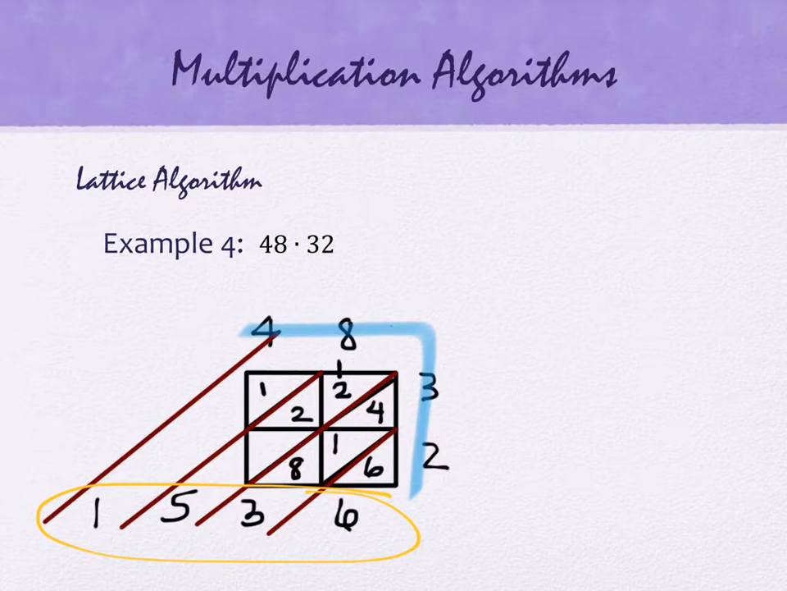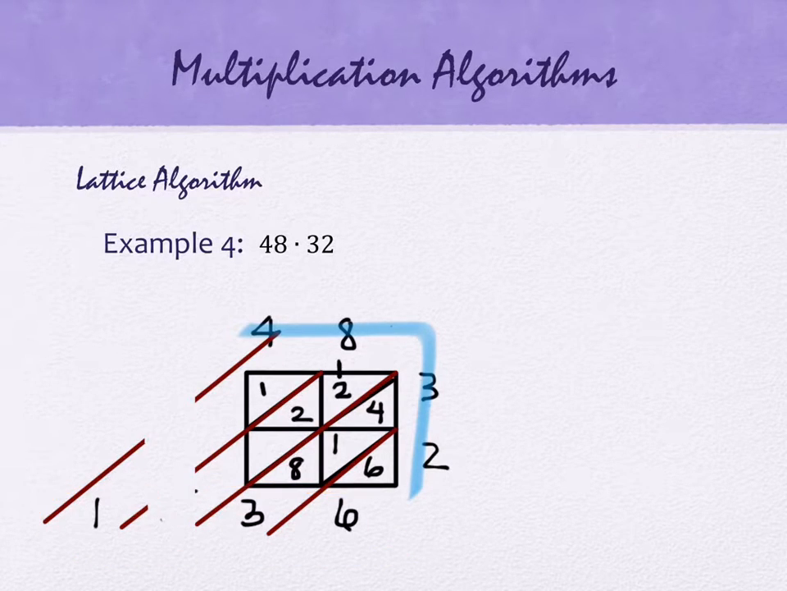Or I will tell you that some people don't like to write it like that. They might do this instead. And just curve it around, and then they've got this right here. So there's the 1536 curved around. I don't care which one you do. It doesn't matter. Okay? That's lattice.